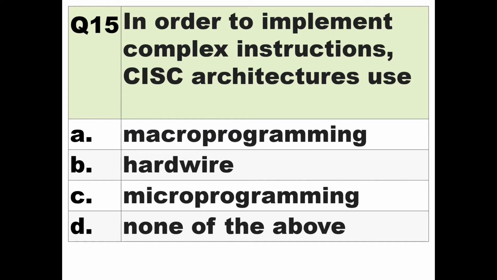So for complex instructions, you have to write small programming, that is microprogramming. So microprogramming is the answer. Microprogramming is one which can implement complex instructions in CISC architecture. So here the option should be C, microprogramming. All other options, macroprogramming, hardware, and none of these, will not be correct. Microprogramming is the answer to implement complex instructions in CISC architecture.